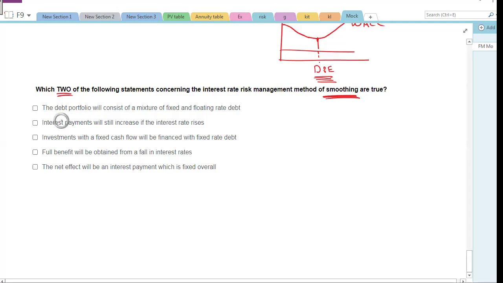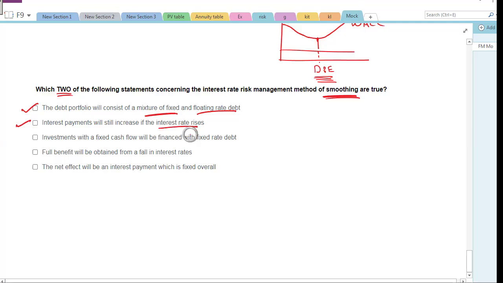Okay. So the first option says the debt portfolio will consist of a mixture of fixed and floating rate debt. Floating is the variable. This is by definition. So of course, this is correct. Then the next statement says, interest payment will still increase if the interest rate rises. This is also correct, right?